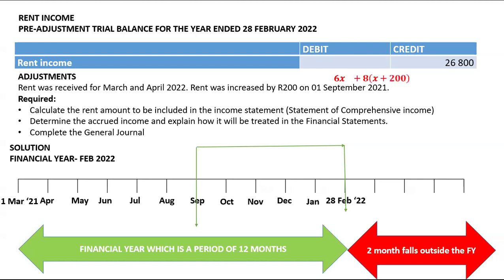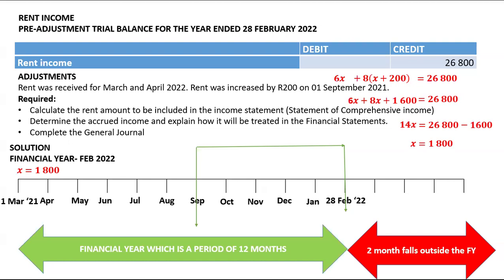So that 26,800 is made up of this formula. Break the bracket by multiplying by 8, you'll end up having 6x plus 8x plus 1,600 is equal to 26,800. Then take 26,800 minus 1,600. So 6x plus 8x will give you 14x. You'll end up having x is equal to 1,800. So our rent was 1,800 per month.